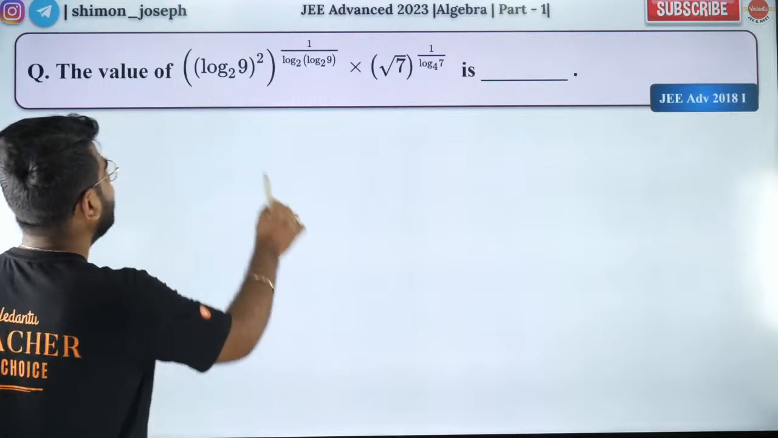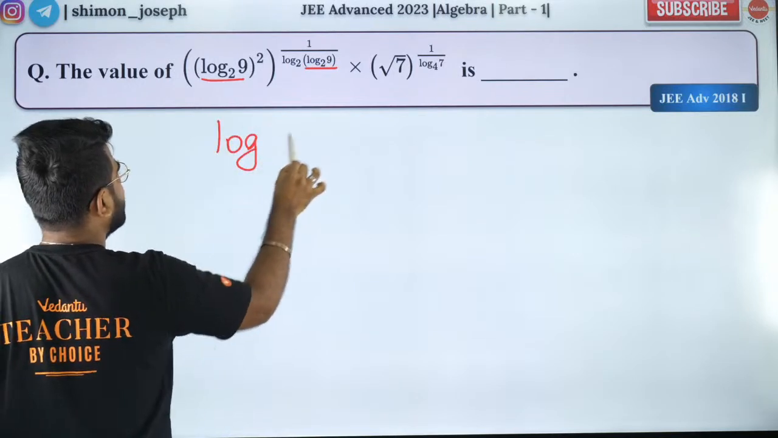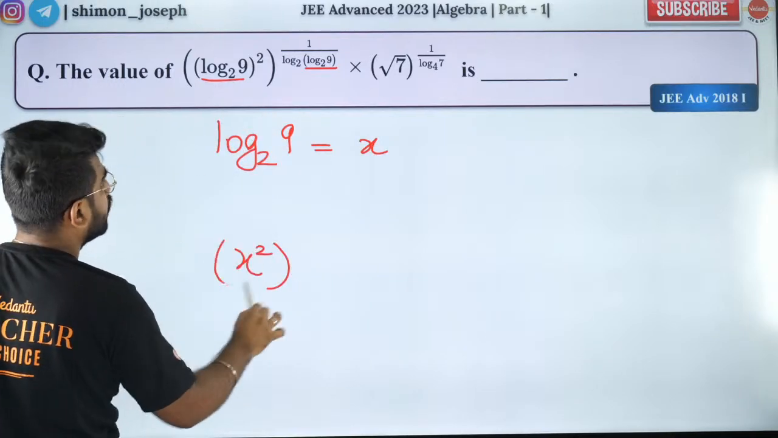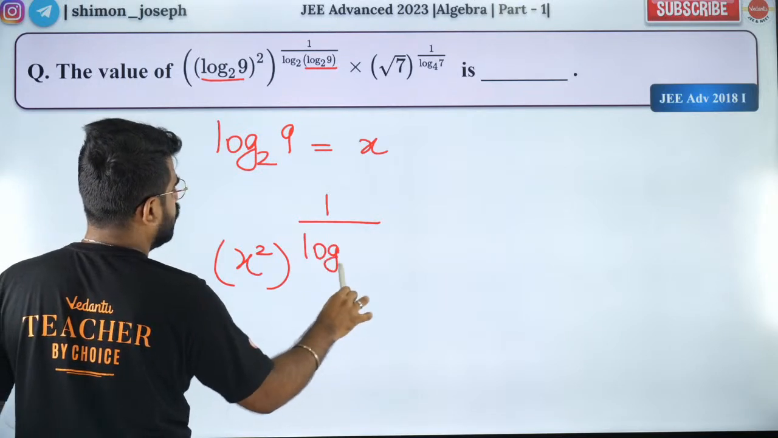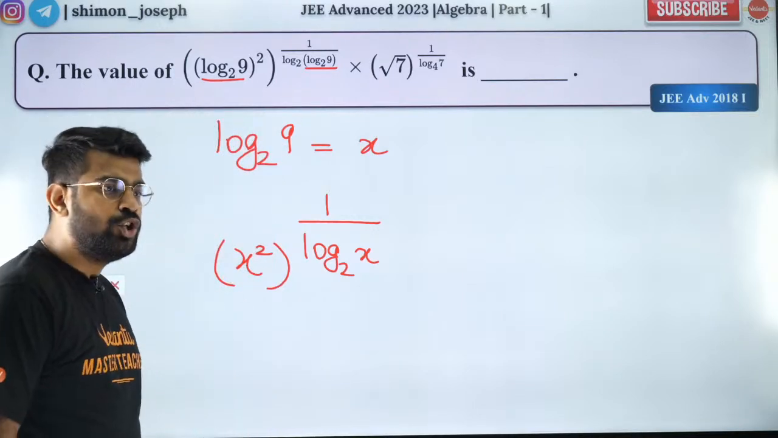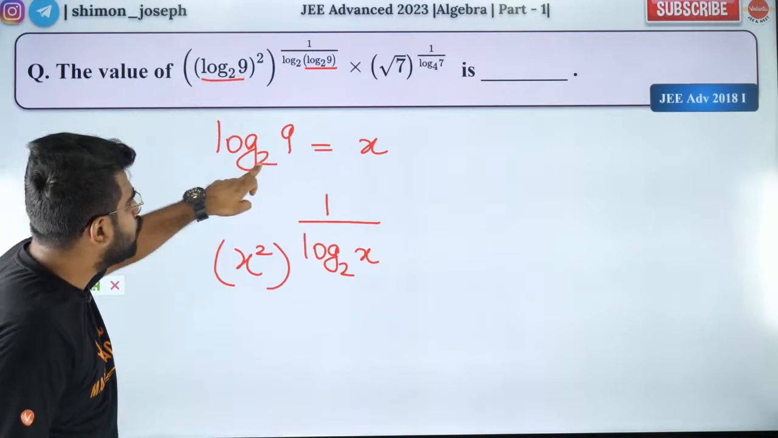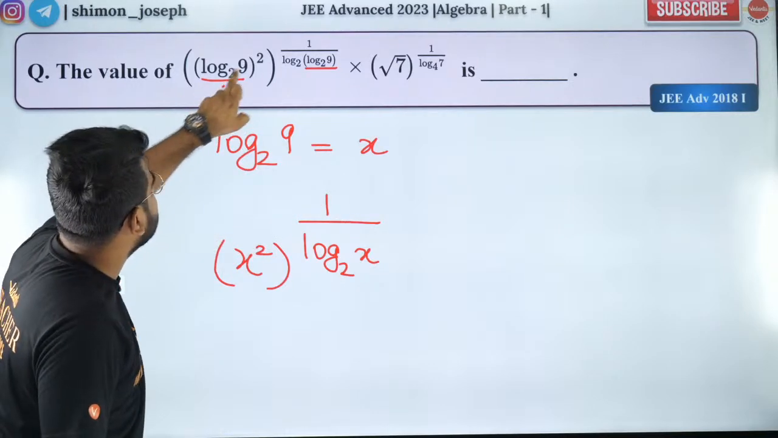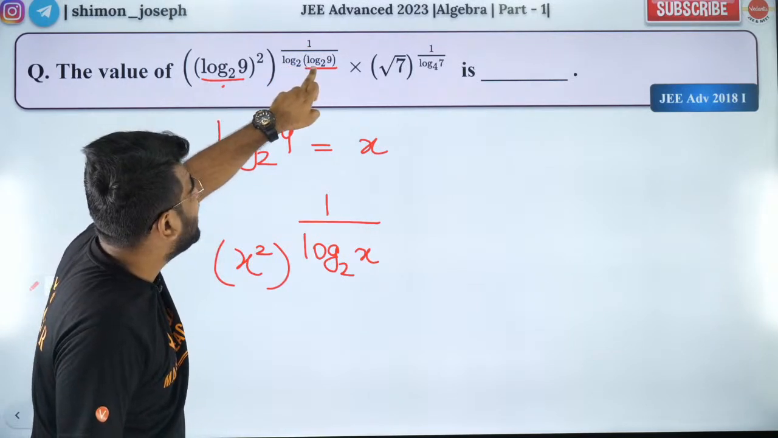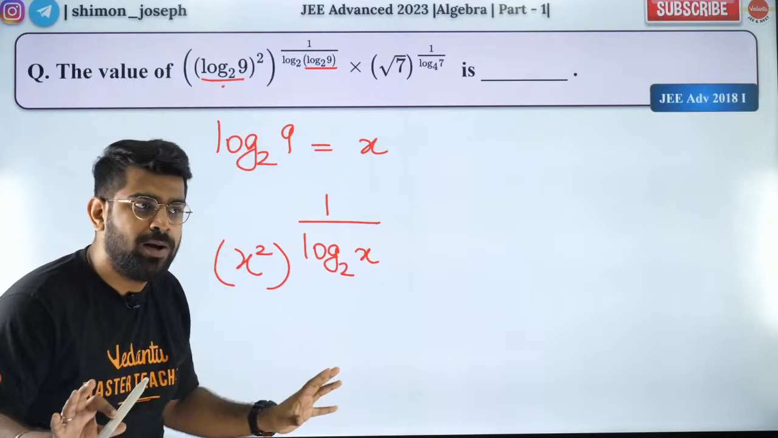So people, first of all, we have log 9 to the base 2. So let's take log 9 to the base 2 as some x. Okay. So I have x square, and outside I have 1 by log to the base 2 of x. Correct na? Till here you guys are okay? I did log 9 to the base 2 as x. So it will be x square on the inside, and outside I have 1 by log to the base 2 of 9. Log to the base 2 of 9 only is x. So correctly I have handled it.